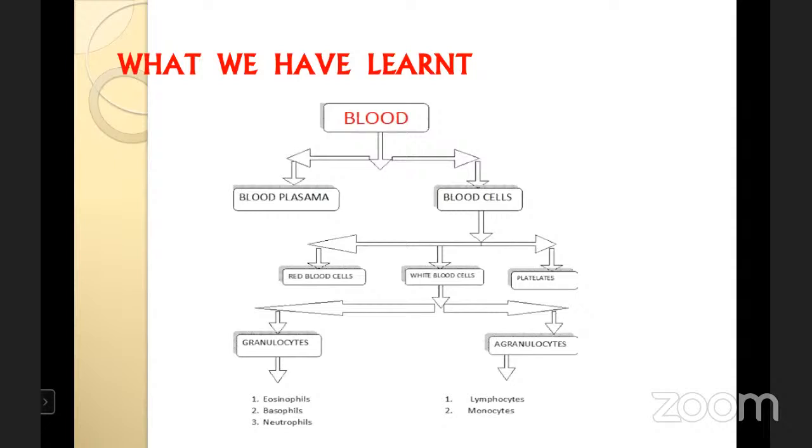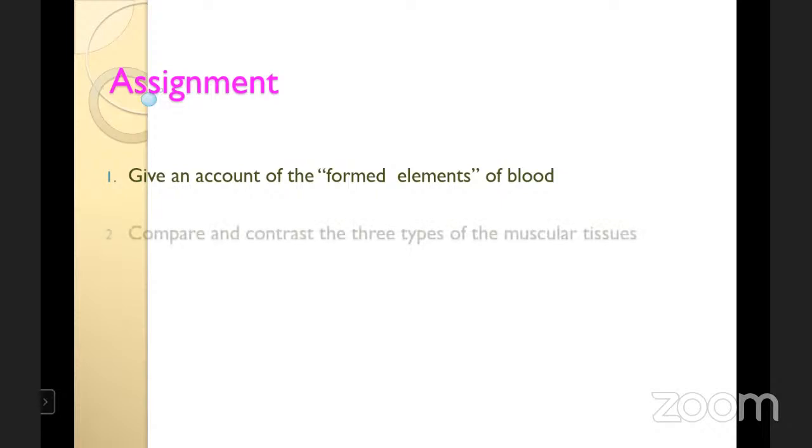Now let us go for the assignment. First question: Give an account of the formed elements of blood. I repeat the question once again: Give an account of the formed elements of blood. Second question: Compare and contrast the three types of muscular tissues.